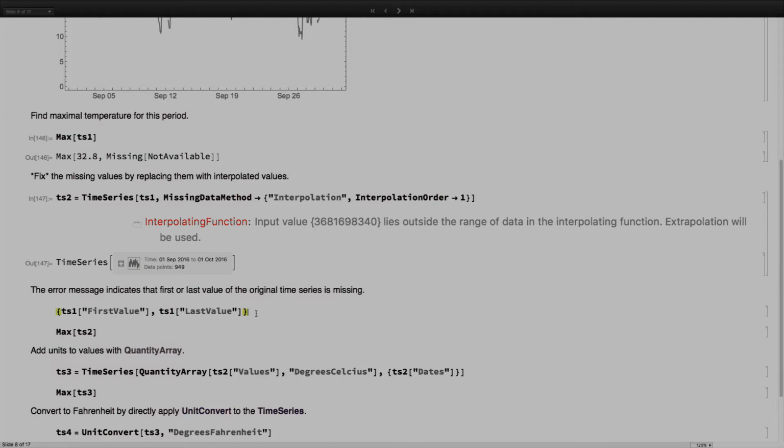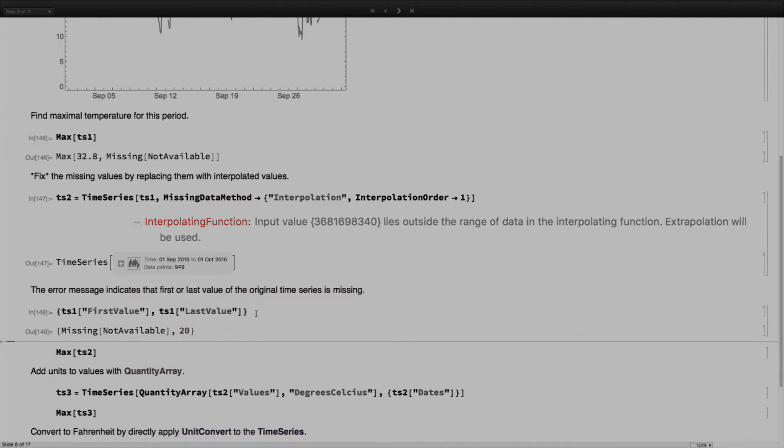And also the input value that you see here, which is 3.8, 3.68, and so on, this is absolute time, because underneath we're using the absolute time, for the time being, to deal with the timestamps. So when I check TS1, the original time series, I indeed see that the first value was the missing value.